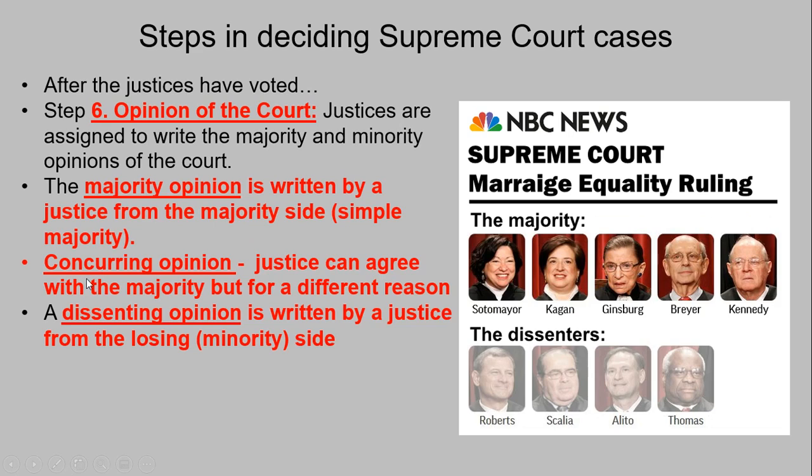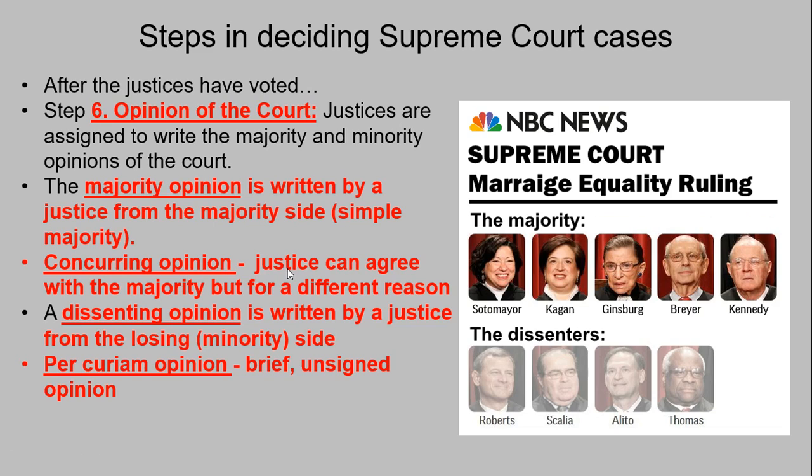Now, sometimes one justice might agree, but for a different reason. So let's say, and I'm just making this up, let's say Sonia Sotomayor wrote the majority opinion in this case. Well, maybe Kennedy says, yeah, I agree, but not for the same reason that Sotomayor said. So if you want to write your own opinion, you can. That's called a concurring opinion. We agree, but for different reasons.